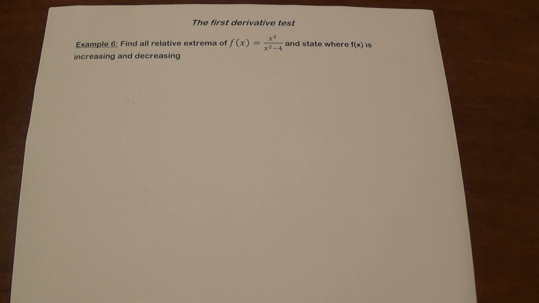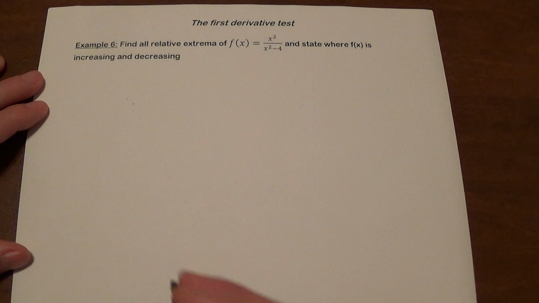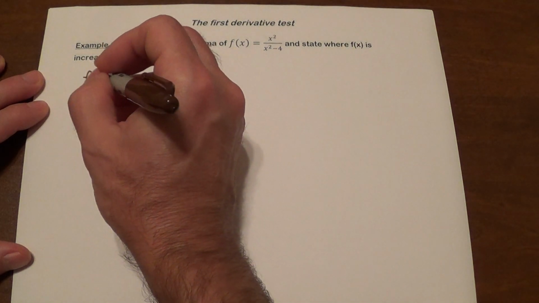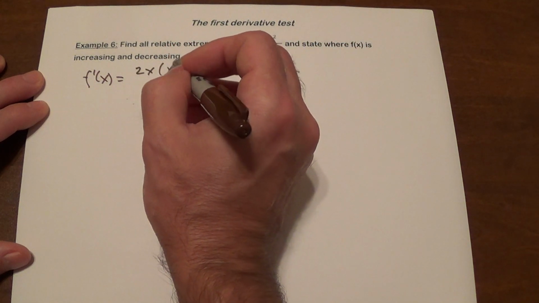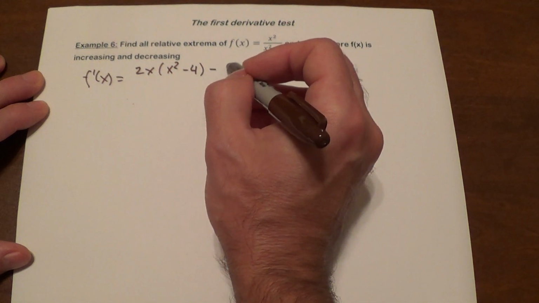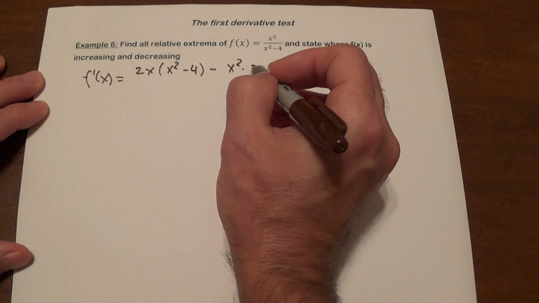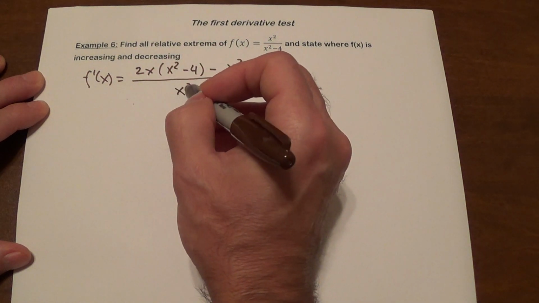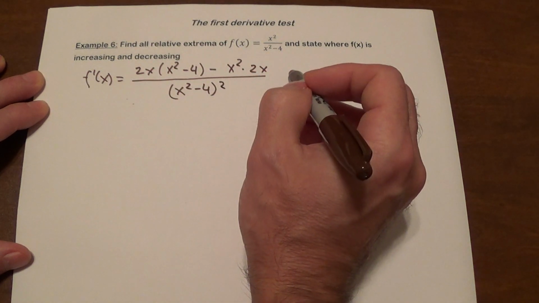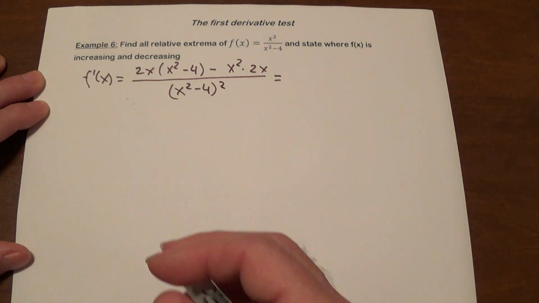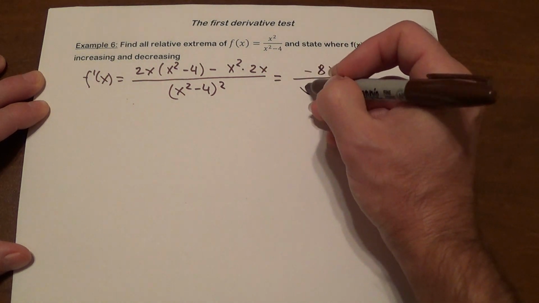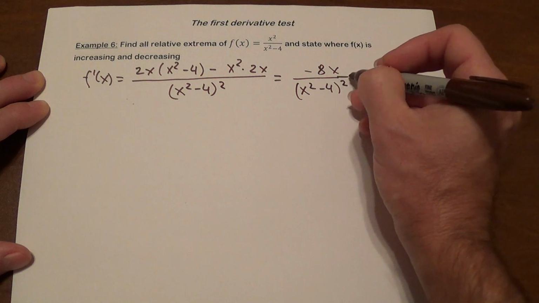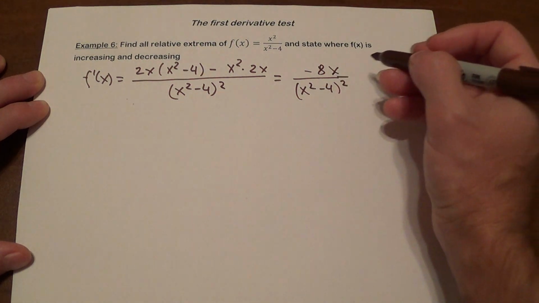So find all the relative extrema of this function, same kind of question. So f prime of x is going to be, we use the quotient rule here, 2x times x squared minus 4 minus x squared times 2x, divided by x squared minus 4 squared. So when you go through everything and simplify it completely, you're going to get negative 8x divided by x squared minus 4 squared. Okay, so where you need to be careful.